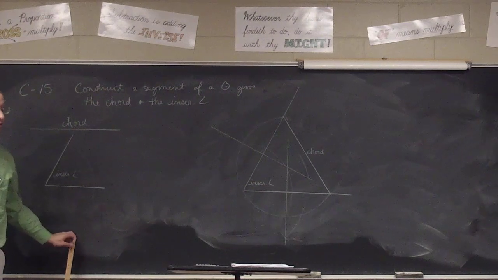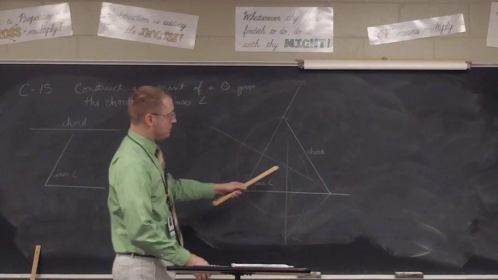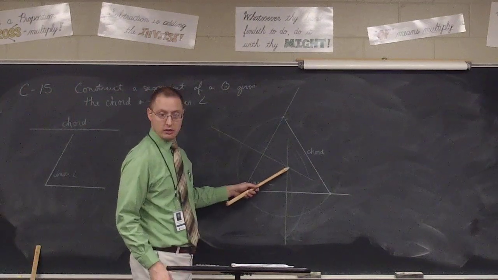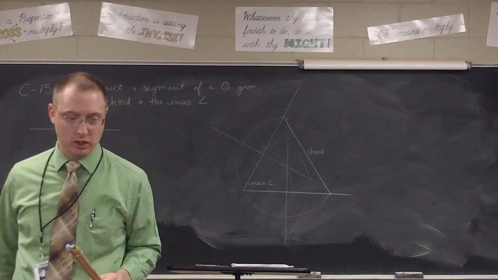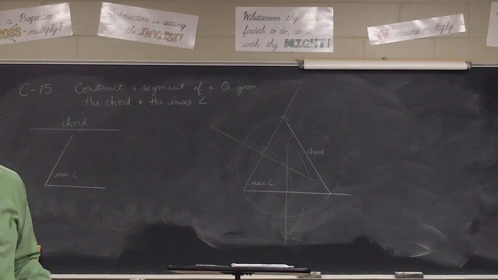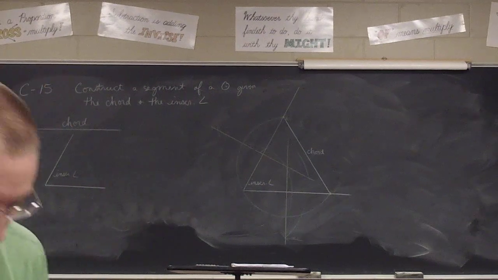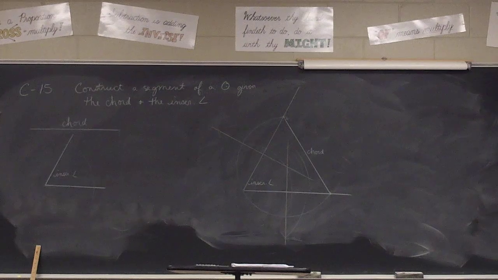Questions on construction 15. Yes, how do we circumscribe the circle? Did you get your circumcenter yet? Your two perpendicular bisectors? Oh no, I only have one. Okay, so a second perpendicular bisector. And somehow that doesn't look like a bisector, Jamie. It's perpendicular, but it's not a bisector.